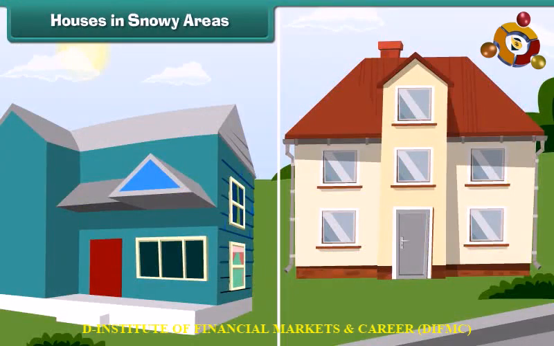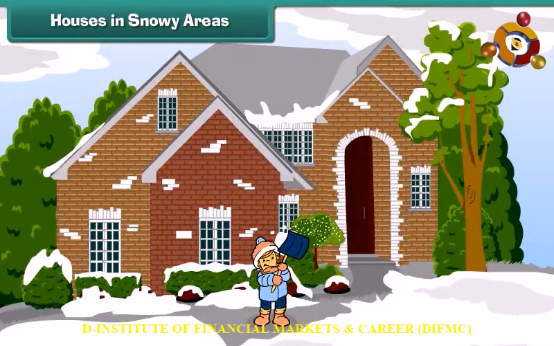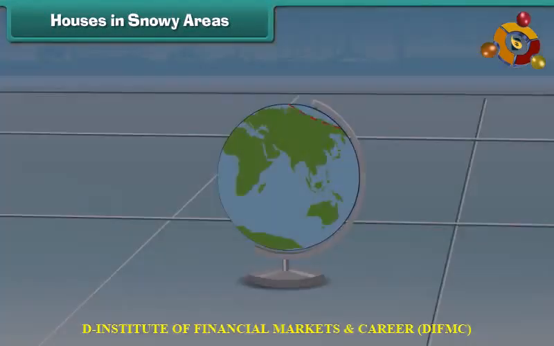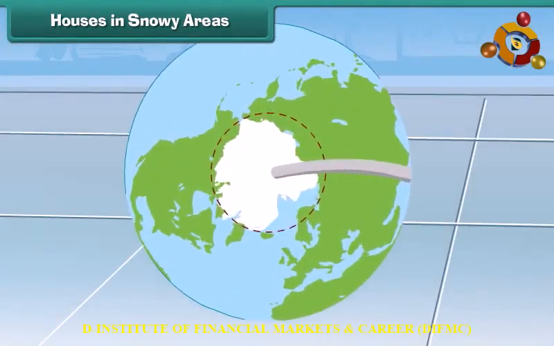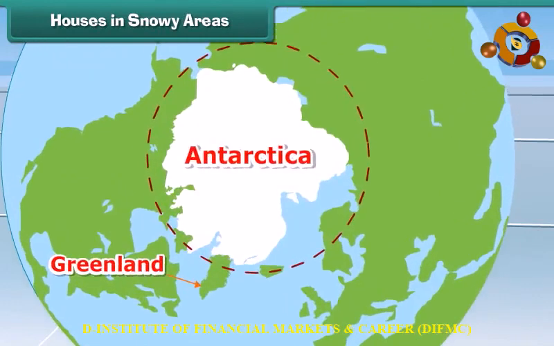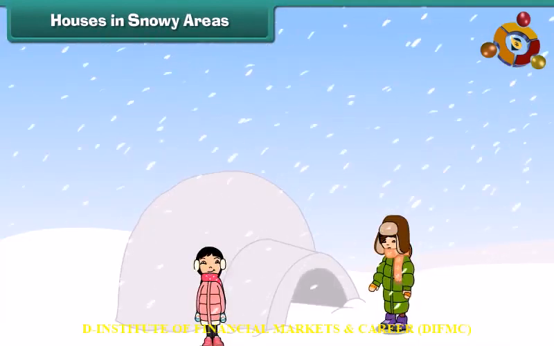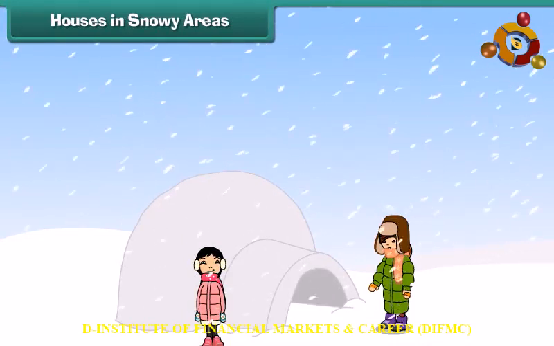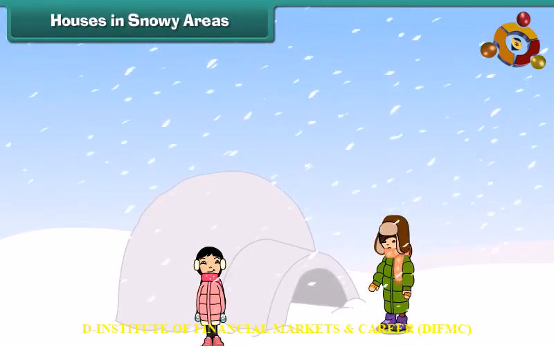Houses in snowy areas. Houses differ from place to place. Houses in areas that receive heavy snowfall have sloping roofs. Sloping roofs prevent snow from collecting on the roof. In places covered with snow throughout the year like Greenland, Antarctica, etc., people live in special houses known as igloos. Igloos are semi-spherical in shape and are made of blocks of ice.